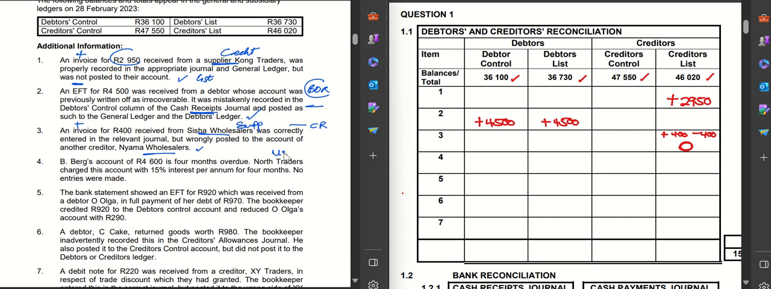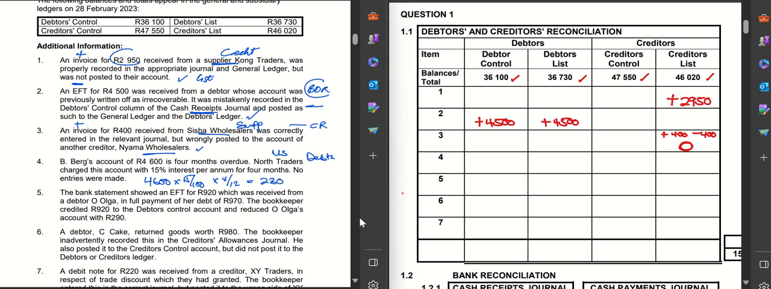North Traders, that is us, we have charged them interest. So this therefore refers to our debtors. They were owing us 4.6 and the interest is 15%, and this is for 4 months. If you punch that in a calculator, you should get 230. So the interest is 230.